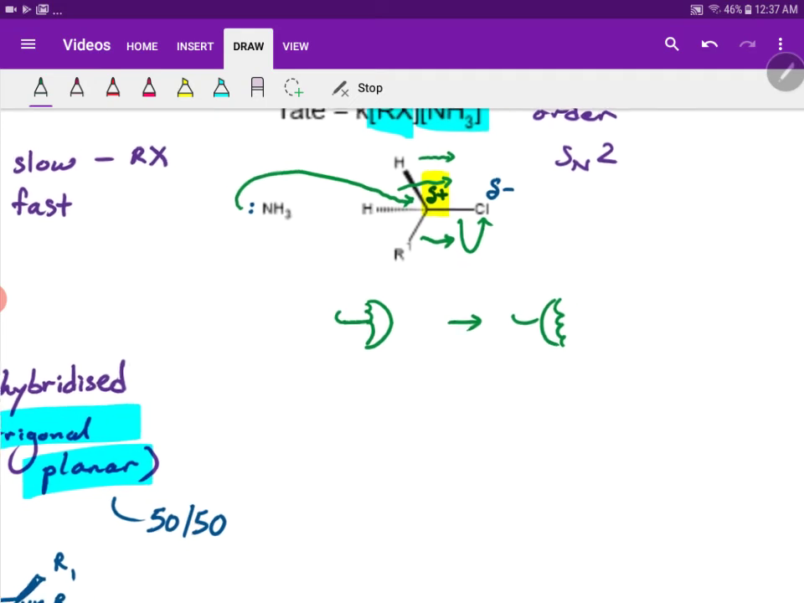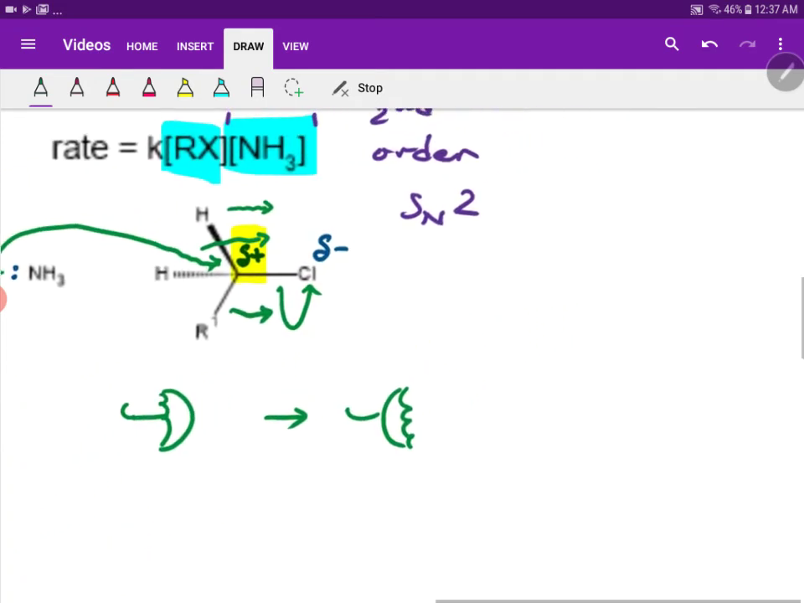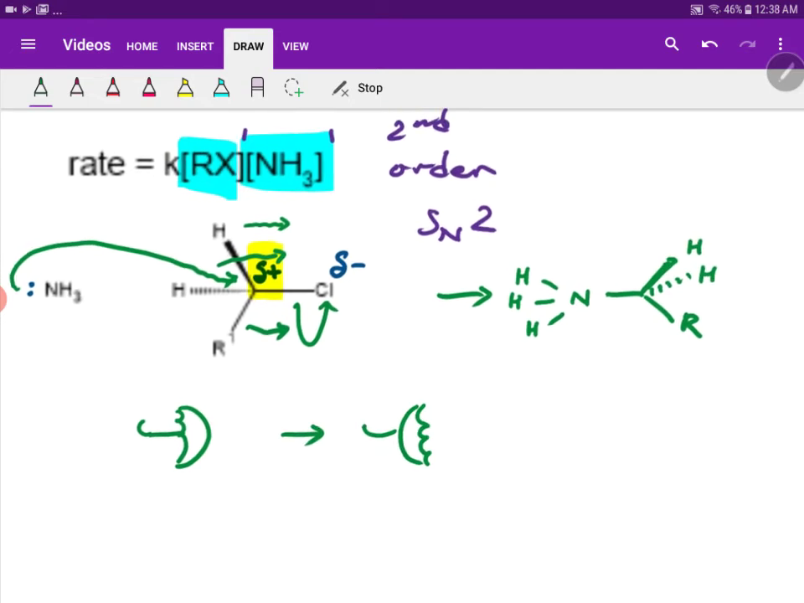The final product, it's always a good way to represent it this way. It looks like this. All I did was shift those hydrogen atoms and the R group towards the back. So I just flip them over.